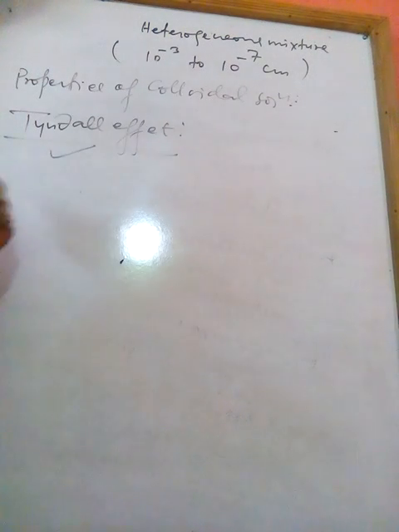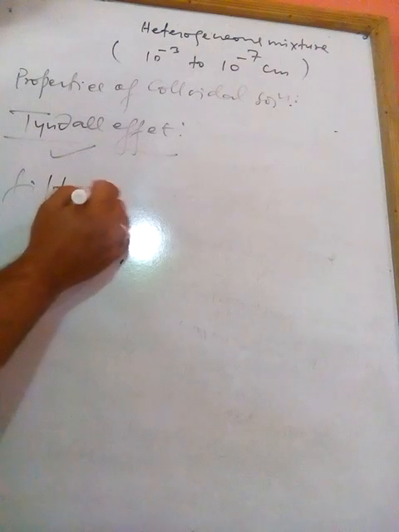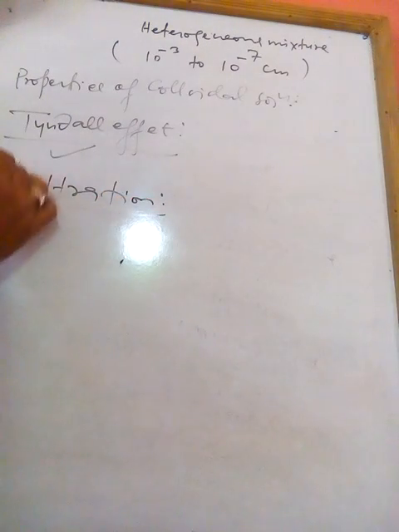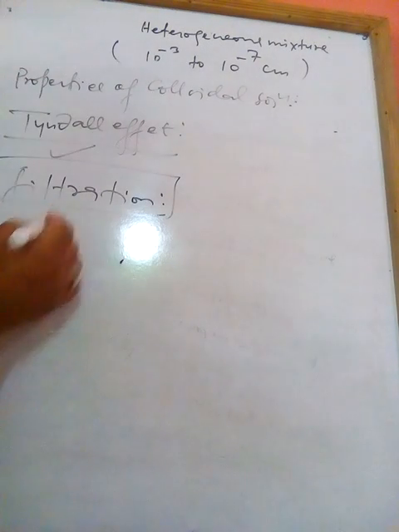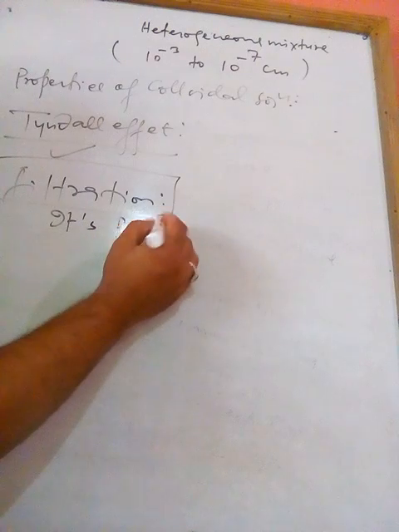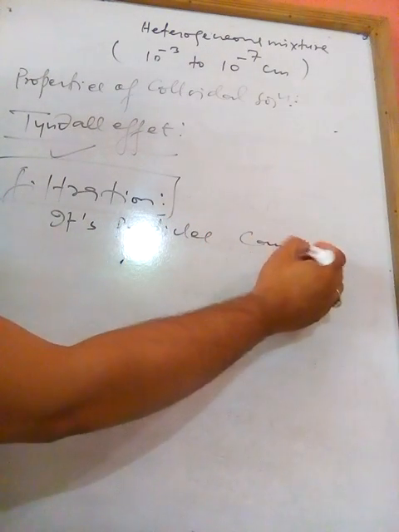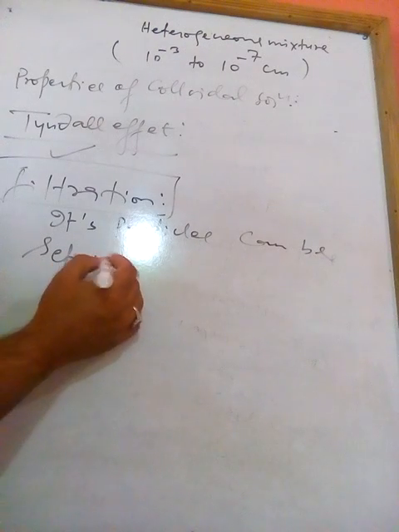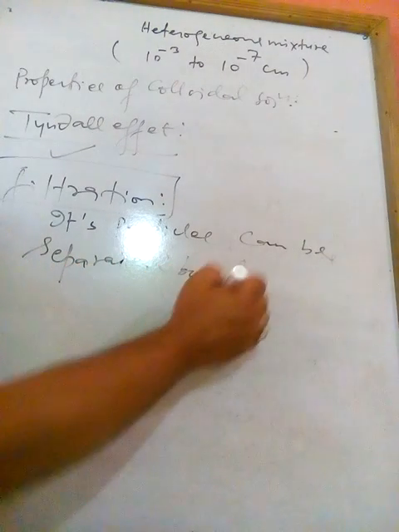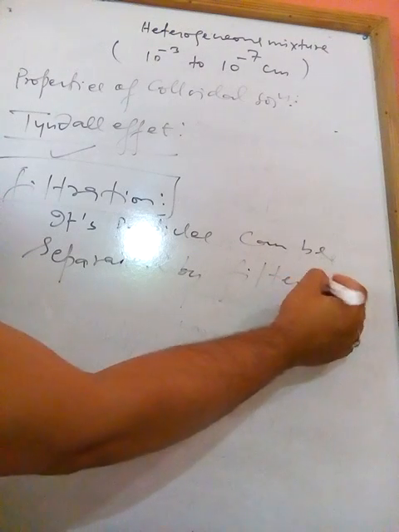The fifth property is filtration. The colloidal solution passes through the filter paper and therefore cannot be separated by filtration. Its particles cannot be separated by filter paper, ordinary filter paper.